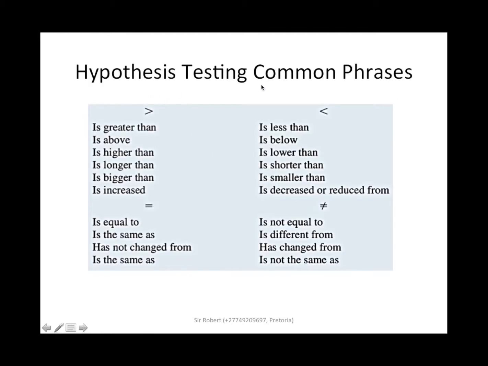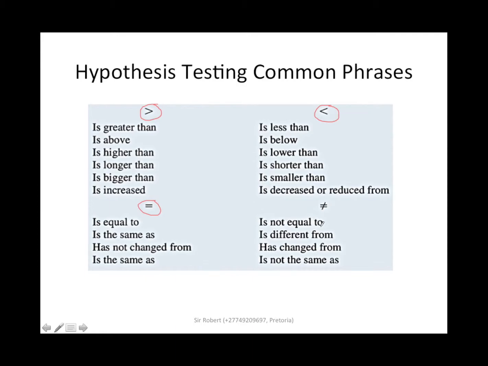So now, hypothesis testing common phrases. These ones will help you when you're solving. When you hear something like is greater than, is above, is higher than, is longer than, is bigger than, is increased, you use greater for your H1. Is less than, below, lower, shorter, smaller, decreased, reduced, you use less than. If it's equal to, is same as, has not changed, you use equal.